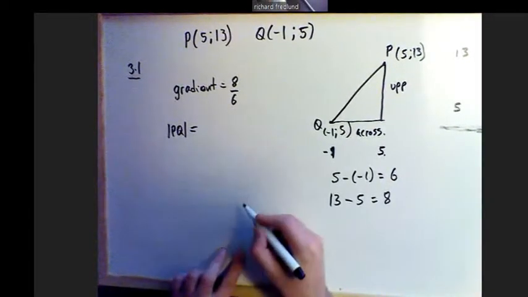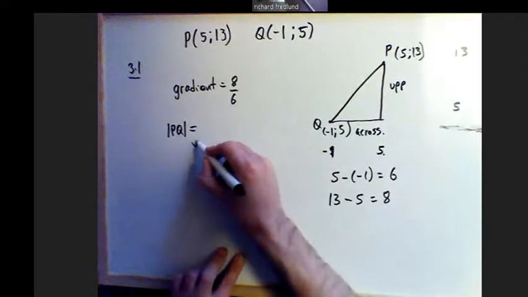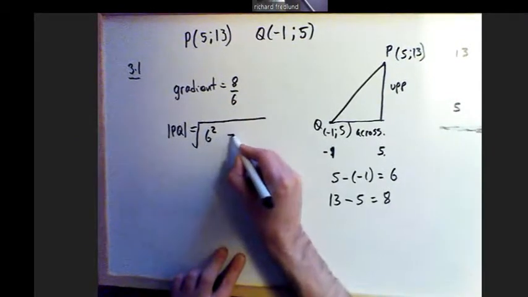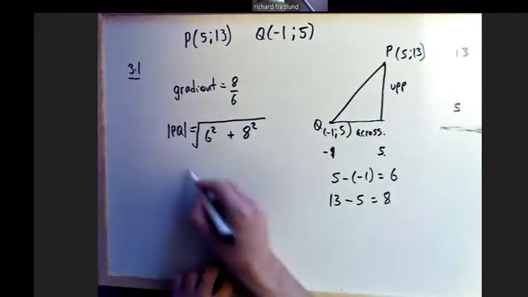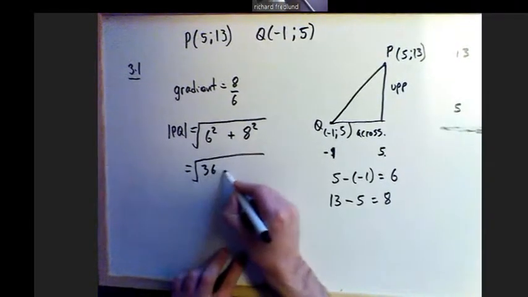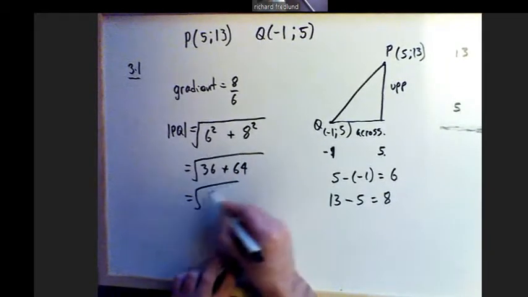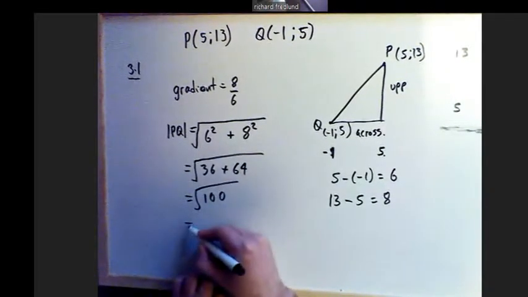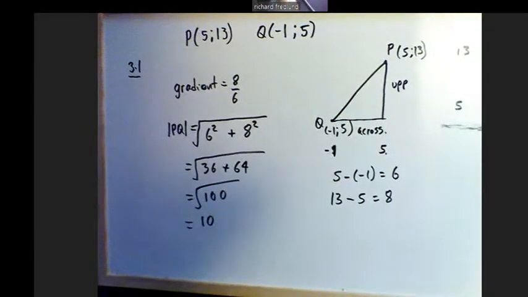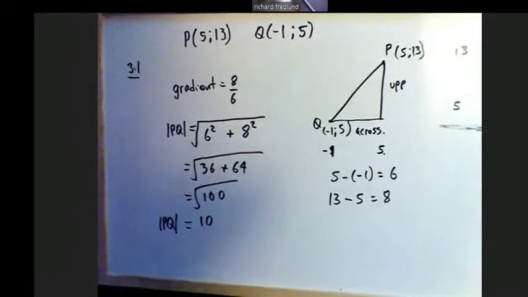And the length of PQ is going to be the square root of the sum of the squares. So that's going to be 6 squared plus 8 squared, which is square root 36 plus 64, which is the square root of 100. So square root of 100, we take the positive answer, is 10. So the length PQ is 10.